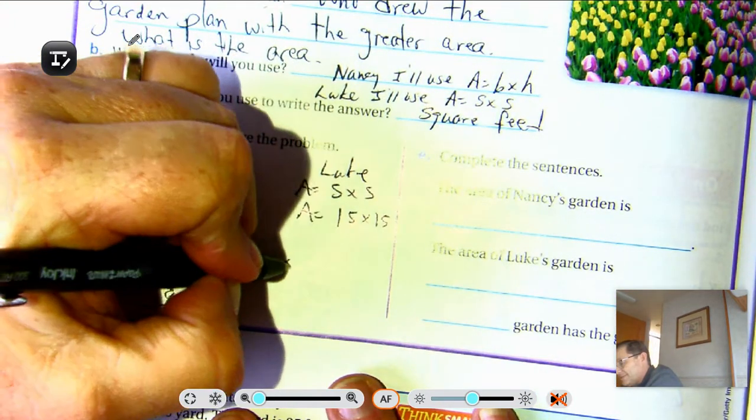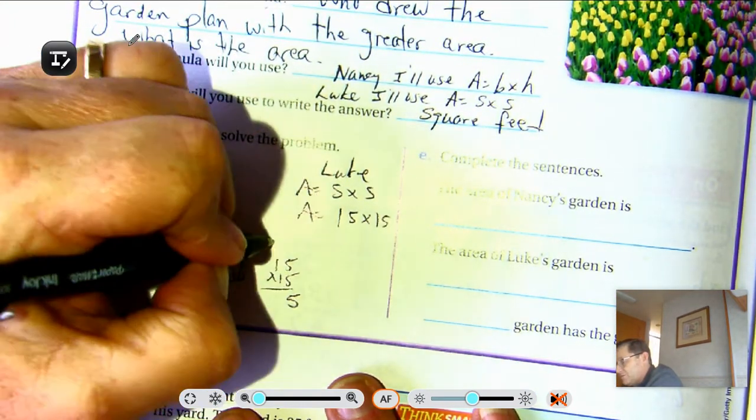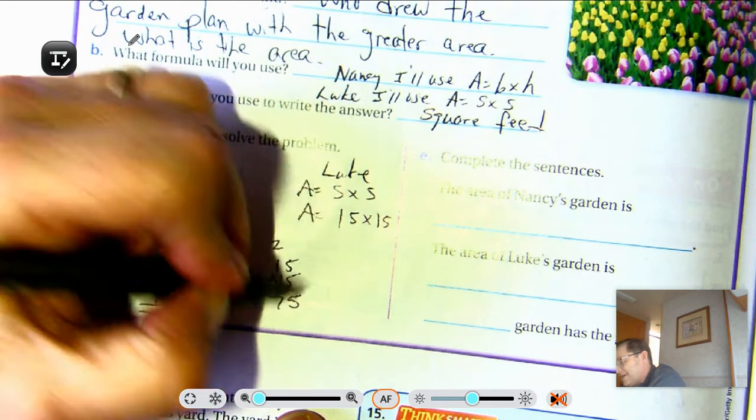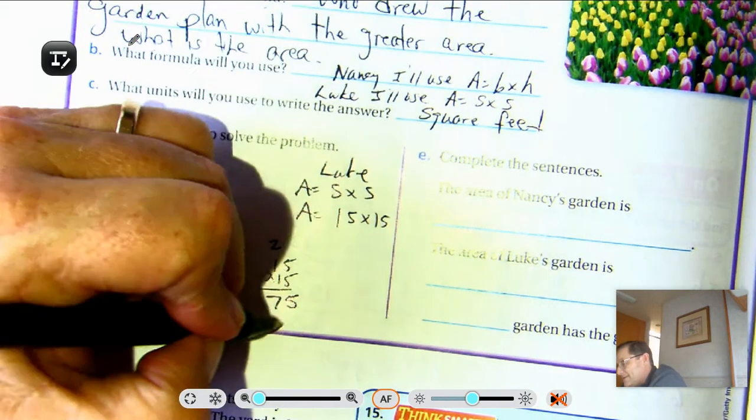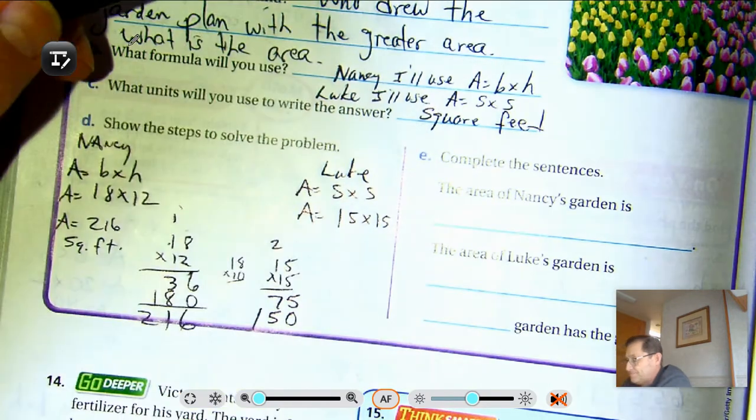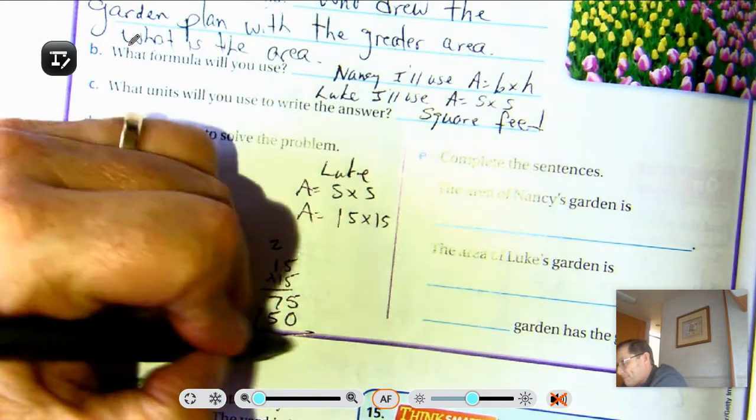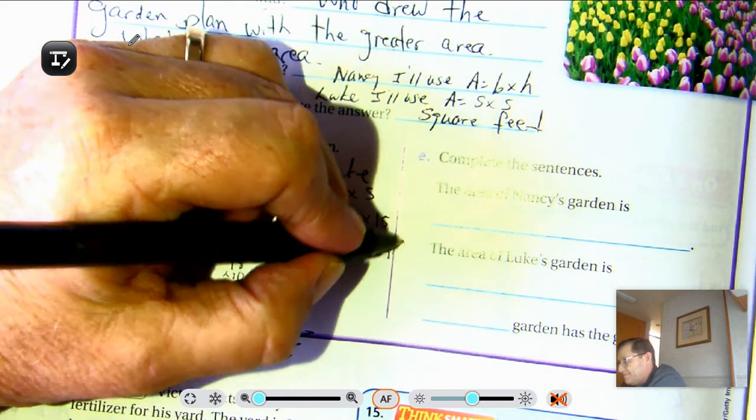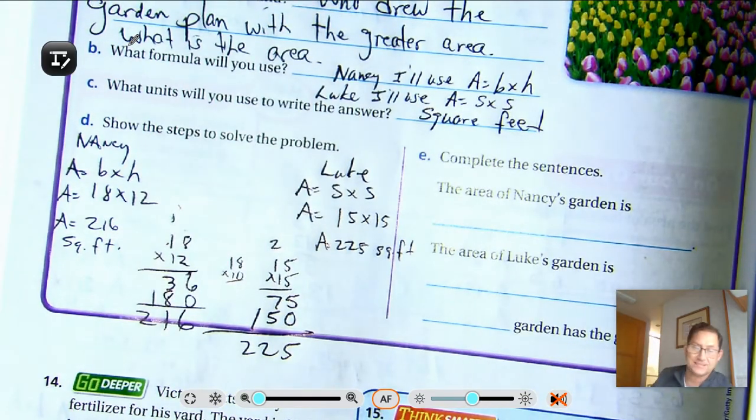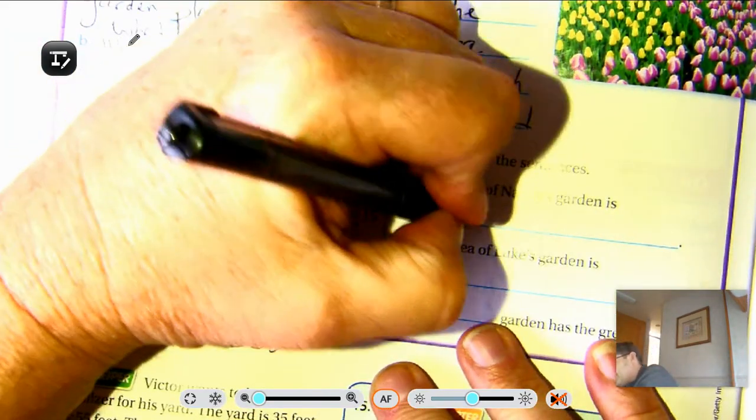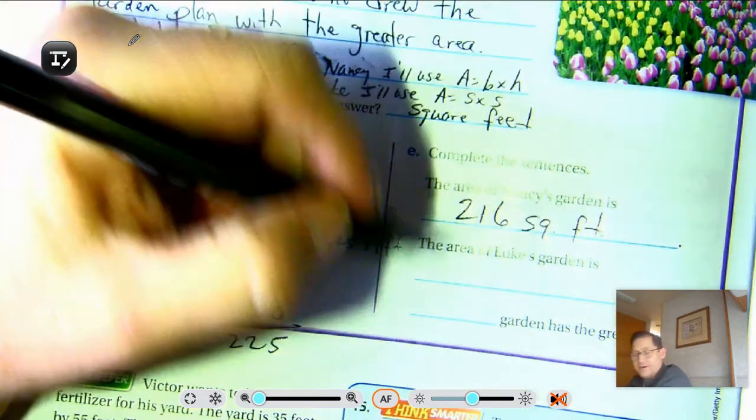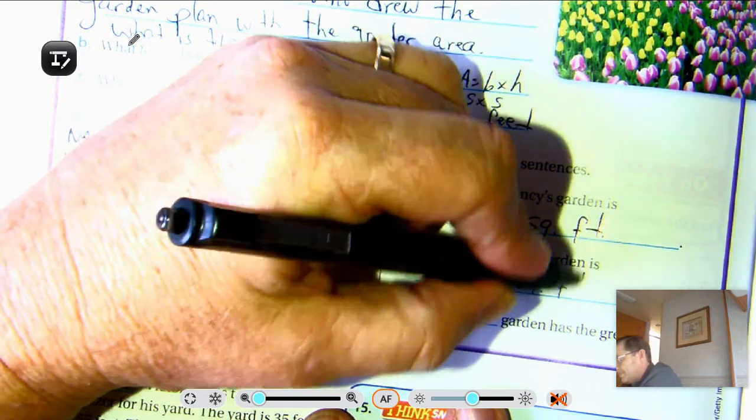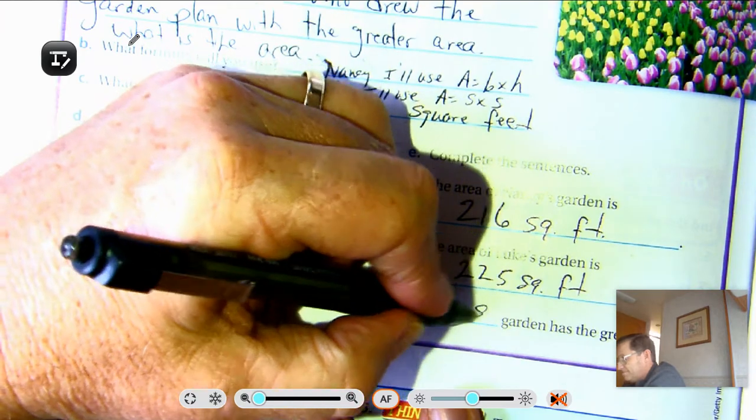Luke's, what is 15 times 15? 5 times 5 is 25. Regroup that as 2 tens and 5 ones. 5 times 1 is 5, plus 2 more is 7. Now 15 times 10 is 150. 225 square feet. All right, so the area of Nancy's garden is 216 square feet. The area of Luke's garden is 225 square feet. Luke's garden has the greater area.